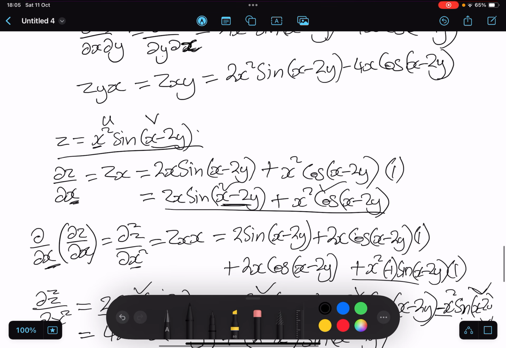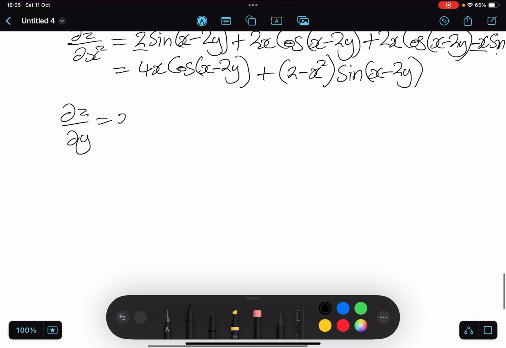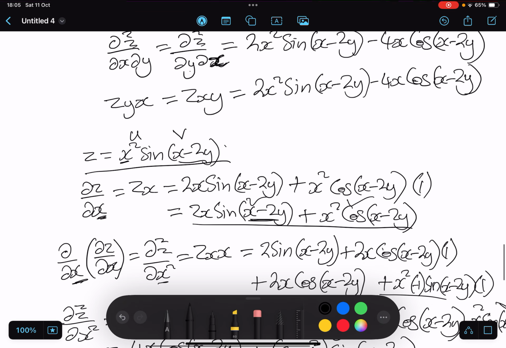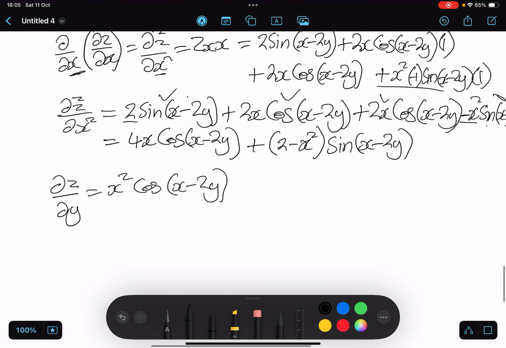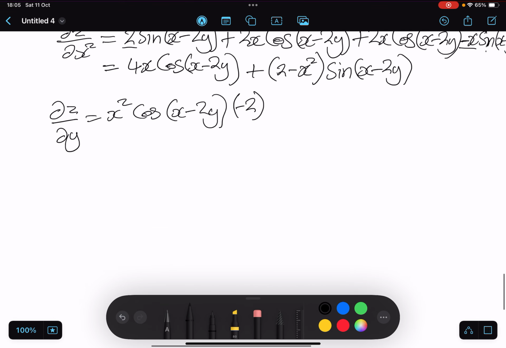This x squared is going to be a constant. So this one is very easy. We are going to have x squared cos(x minus 2y), and if we're differentiating what is inside with respect to y, x is a constant, so we're differentiating minus 2y. We are going to get minus 2. So this is the first derivative with respect to y, and if we simplify this, we are going to get minus 2x squared cos(x minus 2y).